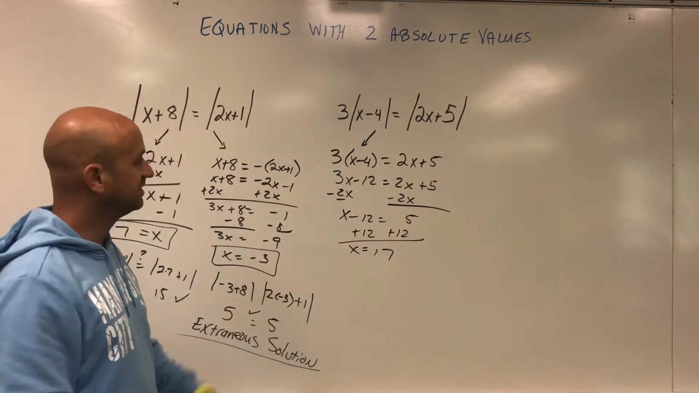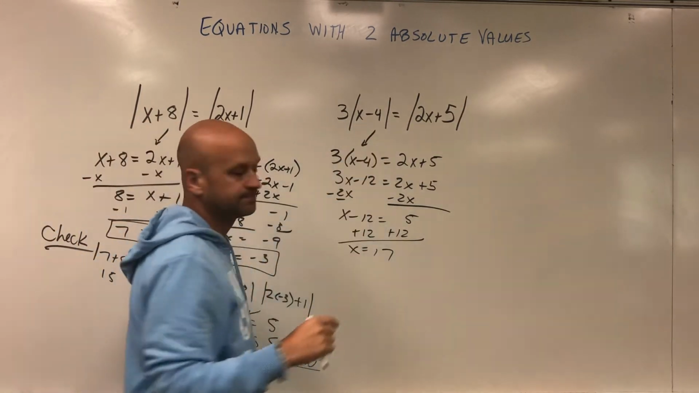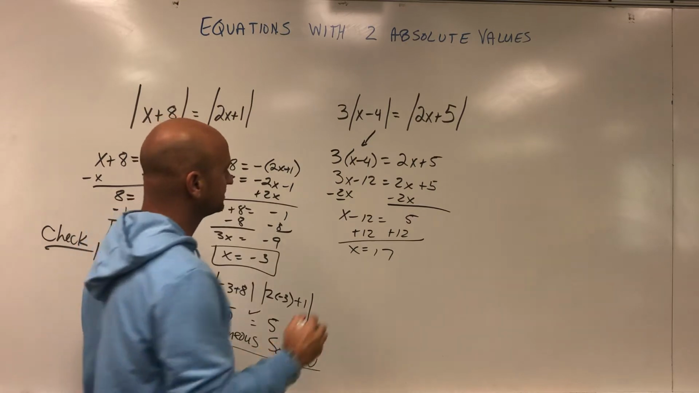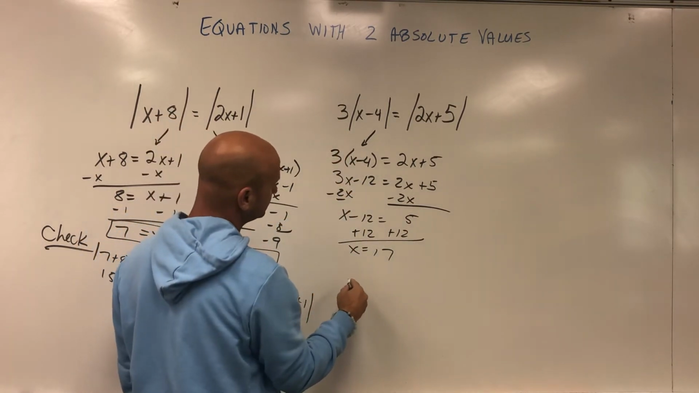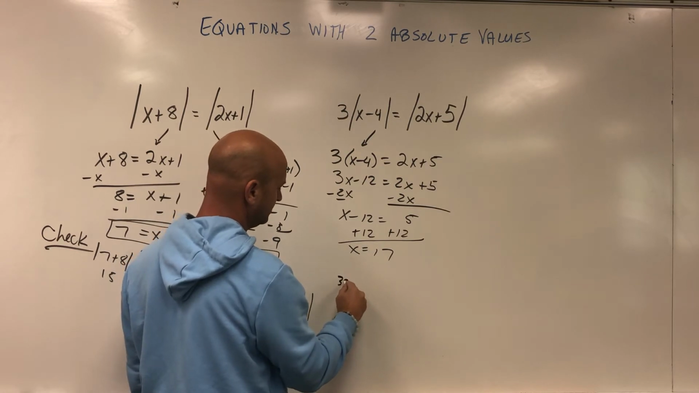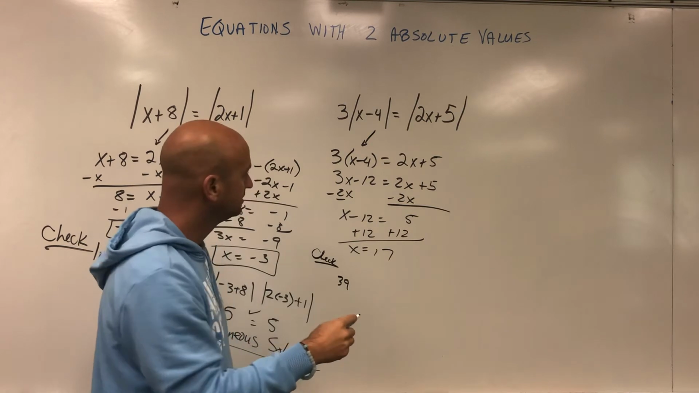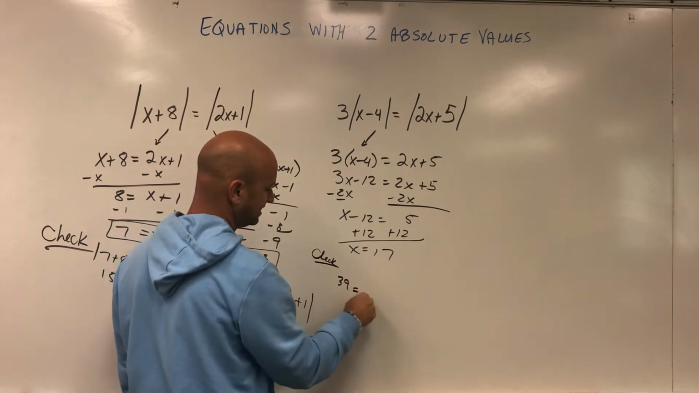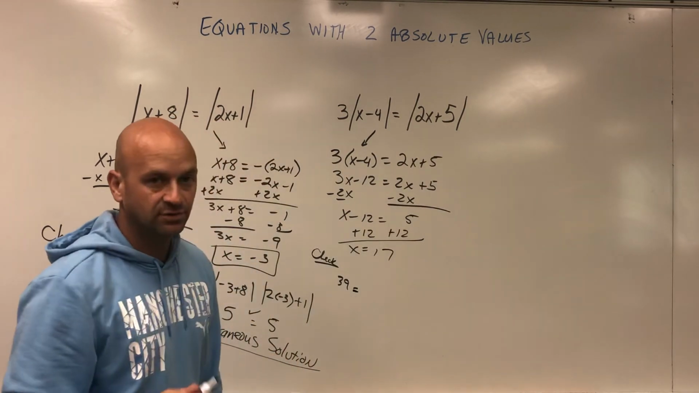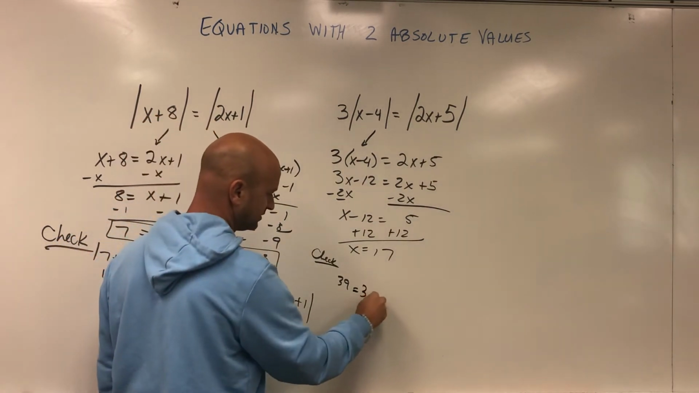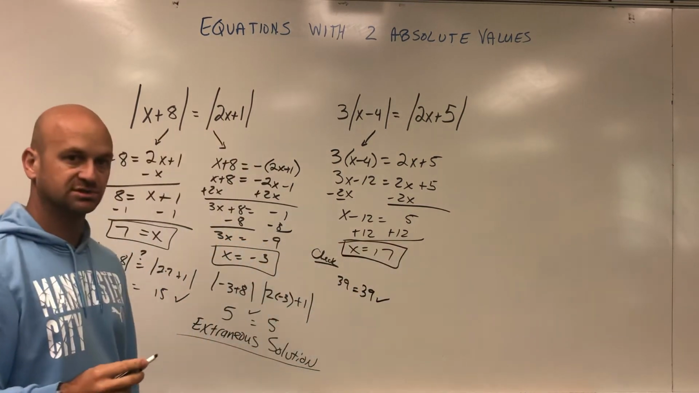Because there are two absolute values, I have to check it. So here I have 17 minus 4, which is 13, times 3. So 13 times 3 is going to be 39. On our check, the absolute value of 39 would give us 39 on this side. On this side, we have 2 times 17, which is 34, plus 5, which is 39. So in this case, the answer checks, and 17 would be a solution to this.